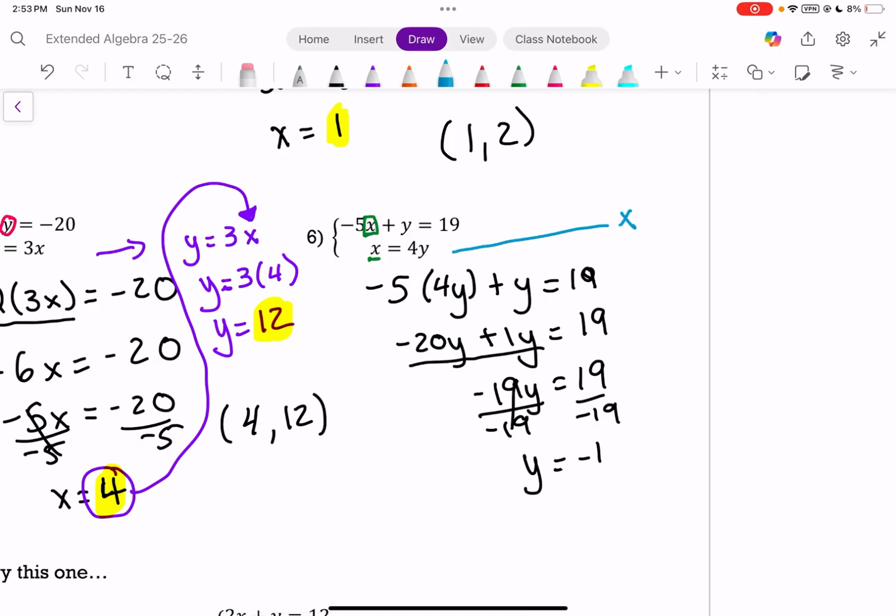Well, in my problem, it said x was 4 times y. Well, y we just found to be negative 1. So I'm going to replace y with negative 1. So x would equal 4 times negative 1, which is negative 4. So now I have my x number, my y number. Make sure that you're writing them as x comma y. So I would have negative 4 comma negative 1.